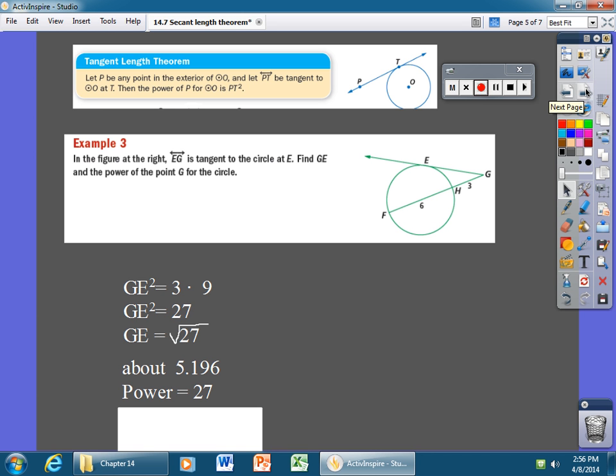So that's the secant length theorem and the tangent length theorem as it applies to the power of the circle.